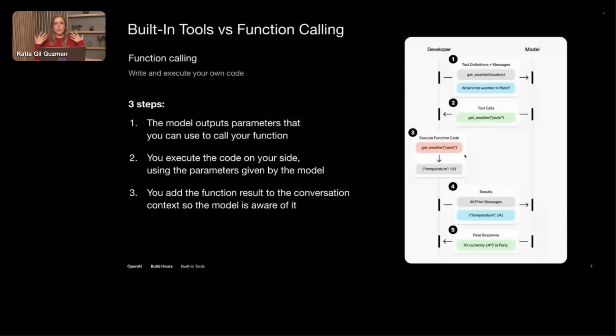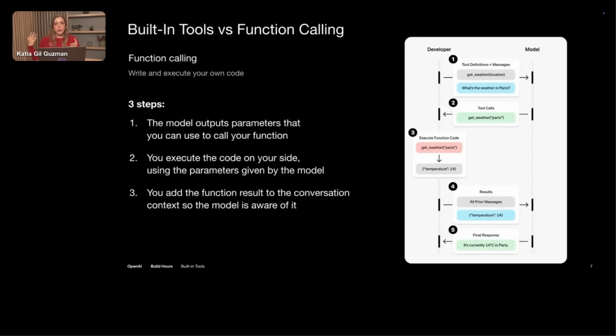So for example, you have some code defined, or you need to call an API. So you just take those parameters, execute the function, then you get a result. And so the third step is to tell the model, here's the results. You add it to the conversation history, to the conversation context, so that the model knows what the result is, and it can then finally generate a final response.